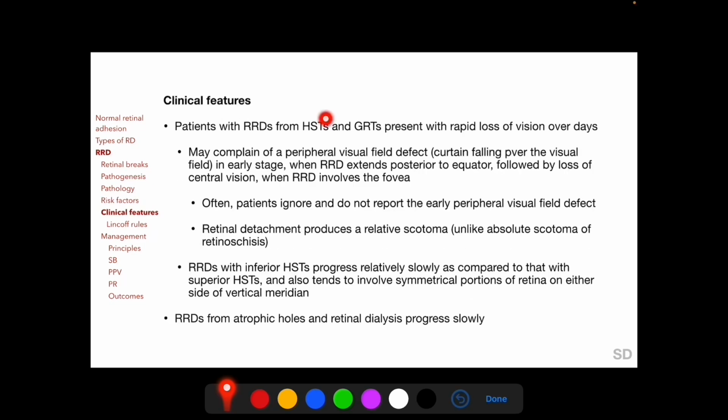Patients with RRDs from HSTs and GRTs present with rapid loss of vision over several days, and these patients may complain of a peripheral visual field defect in the early stage when RRD extends posterior to the equator, followed by loss of central vision when RRD involves the fovea. RRDs from inferior HSTs progress relatively slowly as compared to RRDs from superior HSTs, and as compared to RRDs from HSTs and GRTs, RRDs from atrophic holes and retinal dialysis progress very slowly over several months.